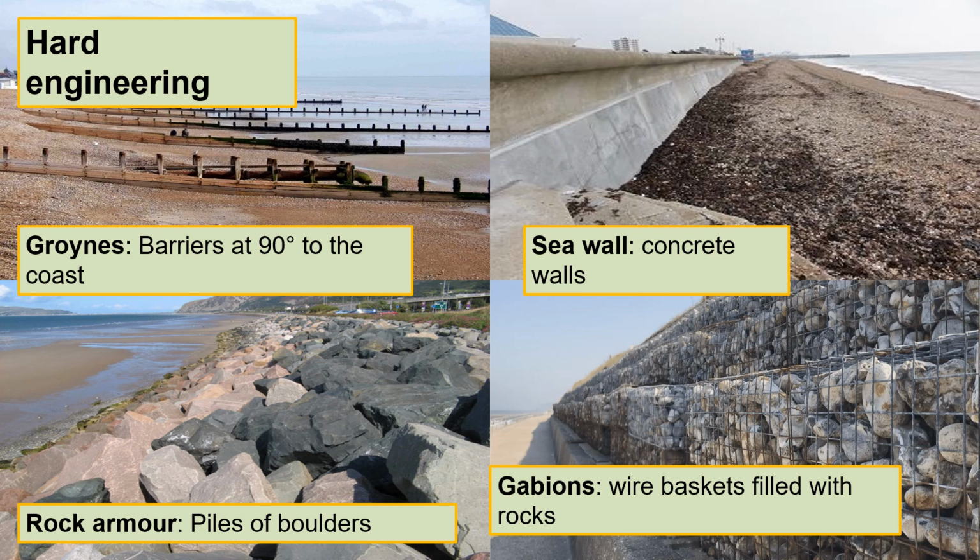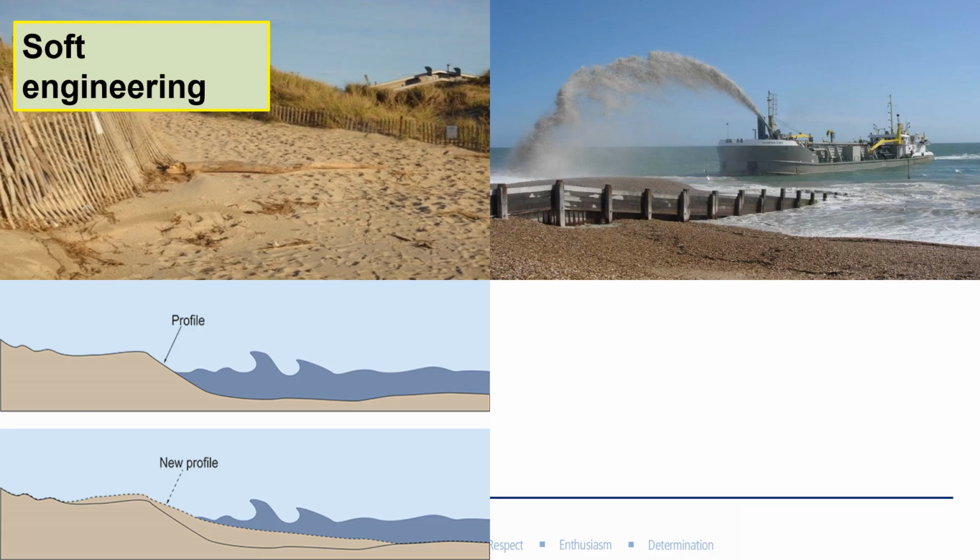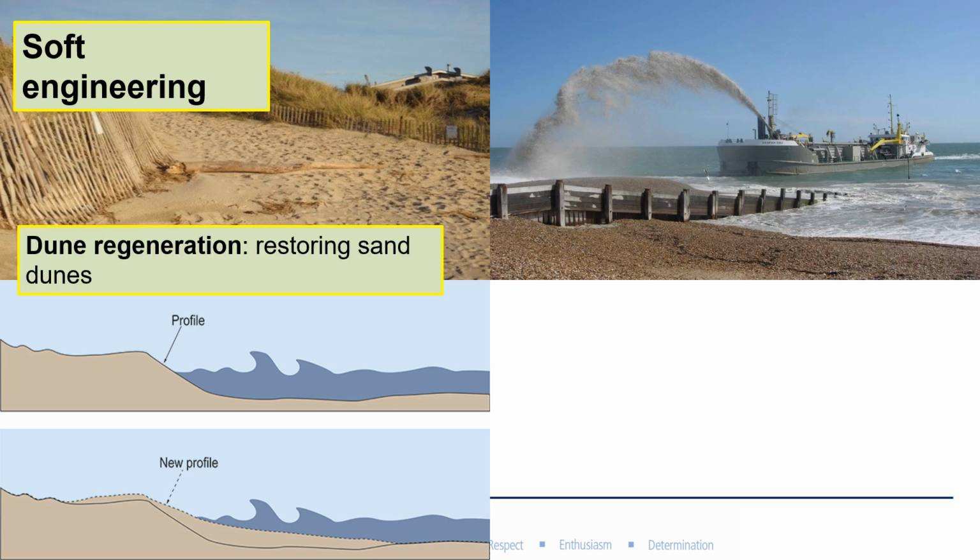So the next three strategies we'll look at is soft engineering. The first soft engineering strategy is dune regeneration. This is done by restoring sand dunes, so this might be planting extra marram grass on the sand dune or adding fences to the sand dune. A positive of this is it means the sand dune is stable and will not erode. This means that the beach is wider, so it's less likely that the destructive waves will erode any land behind it as it's a barrier.